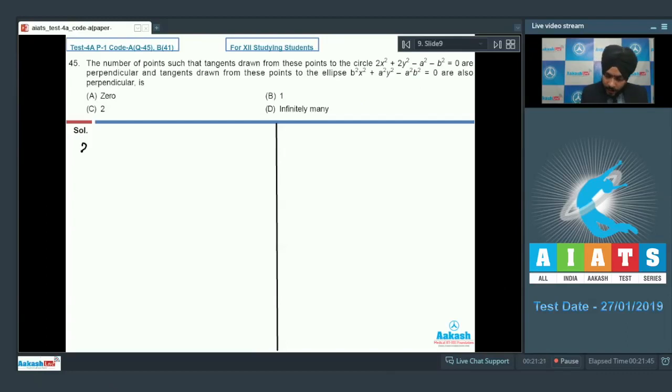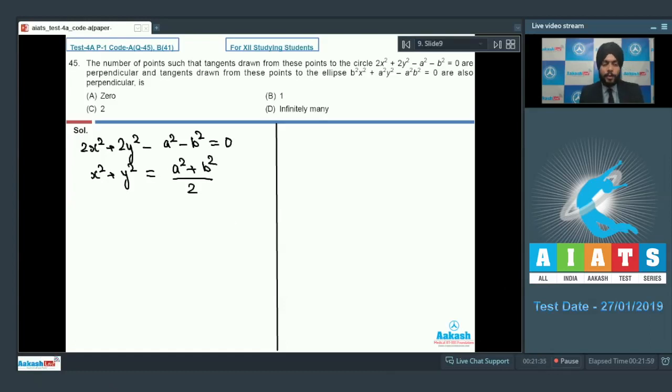The circle is 2x square plus 2y square minus a square minus b square. Representing it in standard form, x square plus y square equals to a square plus b square by 2. We know the radius is root of a square plus b square by root 2. The director circle will be x square plus y square. If this is r square, the director circle comes with 2r square. That means a square plus b square.